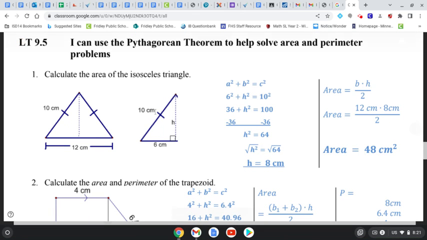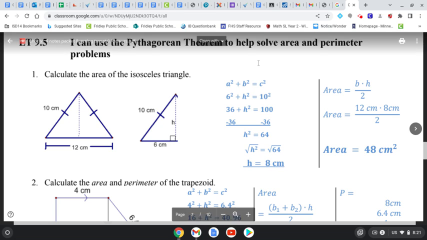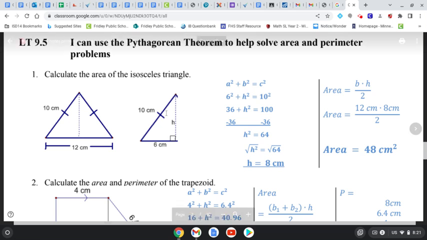So remember the hypotenuse, that's always opposite the right angle. So that 10 is the hypotenuse, that's the largest side. So that's the part that's going to be over here by itself. And then we'll have 6 squared plus h squared. And so those are the 2 legs, 6 squared plus h squared equals 10 squared. That's just the Pythagorean theorem we've been working on in this chapter. A squared plus b squared equals c squared.